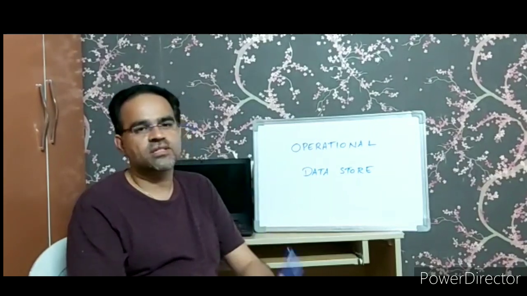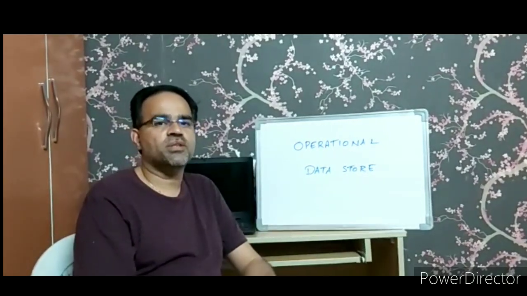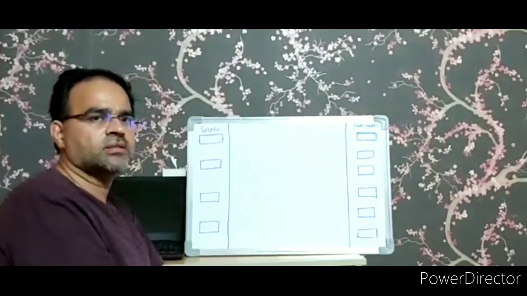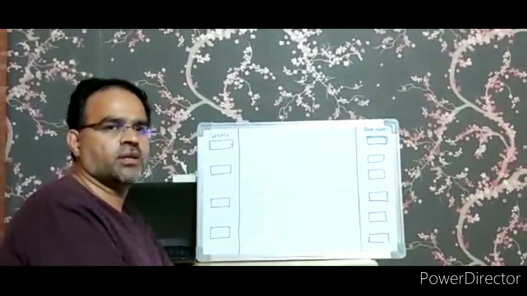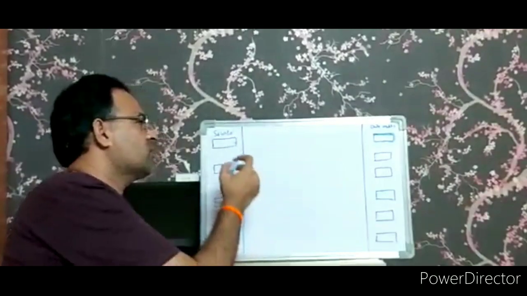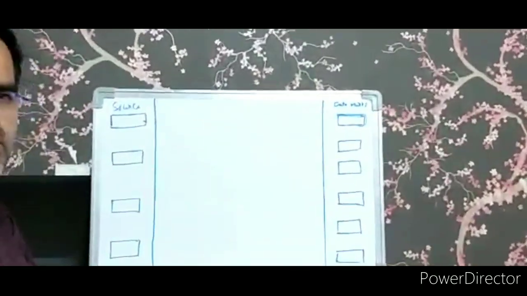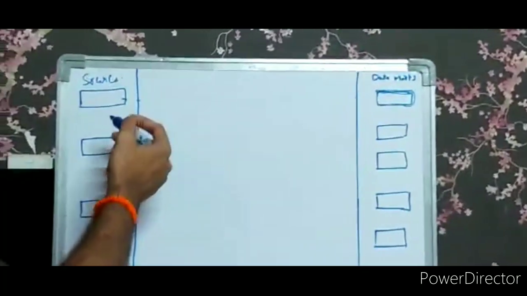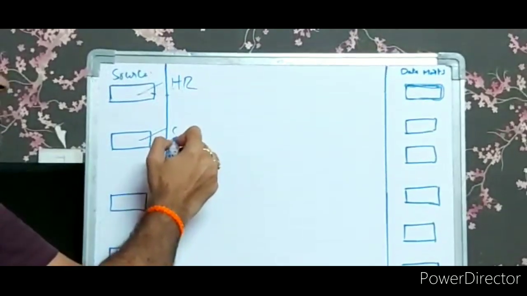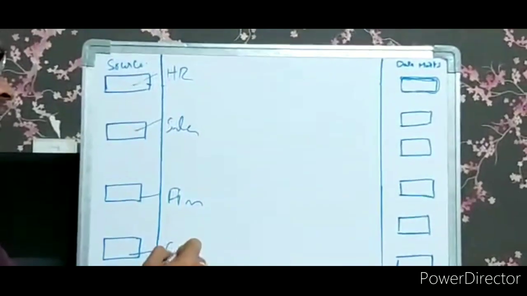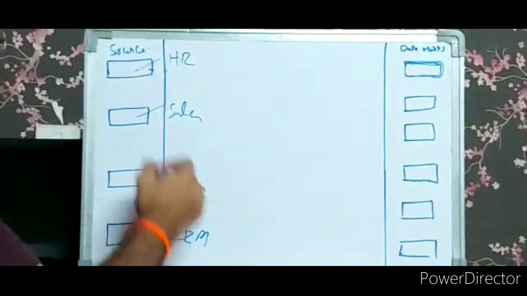In this video, let's try to understand what is an operational data store. Okay, let's get started. In every big organization, if you see their enterprise data architecture, they would have multiple data sources, and so data marts and a data warehouse, right? Data sources can be anything, like HR, sales, finance, or any CRM, or multiple source systems, right?